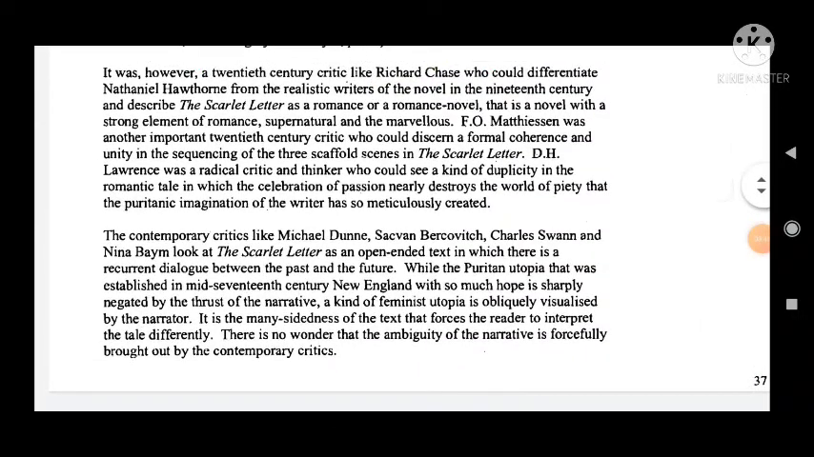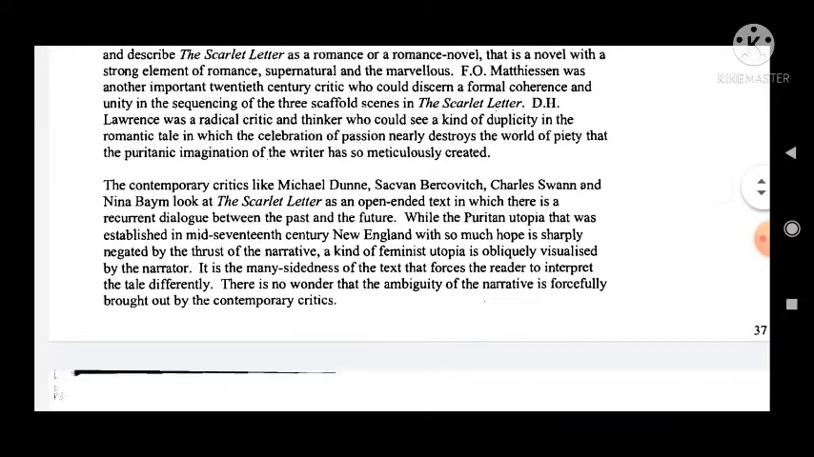Then F.O. Matthiessen was another important 20th century critic who could discern a formal coherence and unity in the sequencing of the three scaffold scenes in The Scarlet Letter. D.H. Lawrence was a radical critic and thinker who could see a kind of duplicity in the romantic tale, in which the celebration of passion nearly destroys the world of pity that the Puritanic imagination of the writer has so meticulously created. So in The Scarlet Letter, the three scaffold scenes are there.